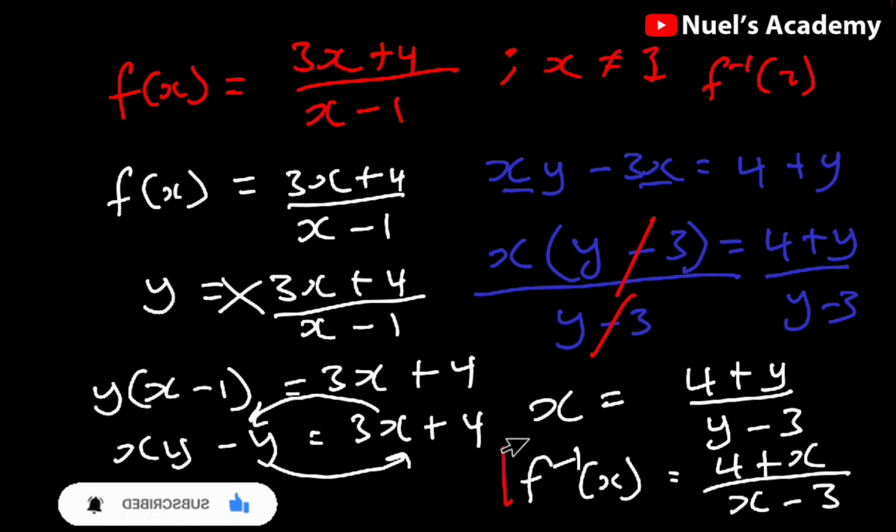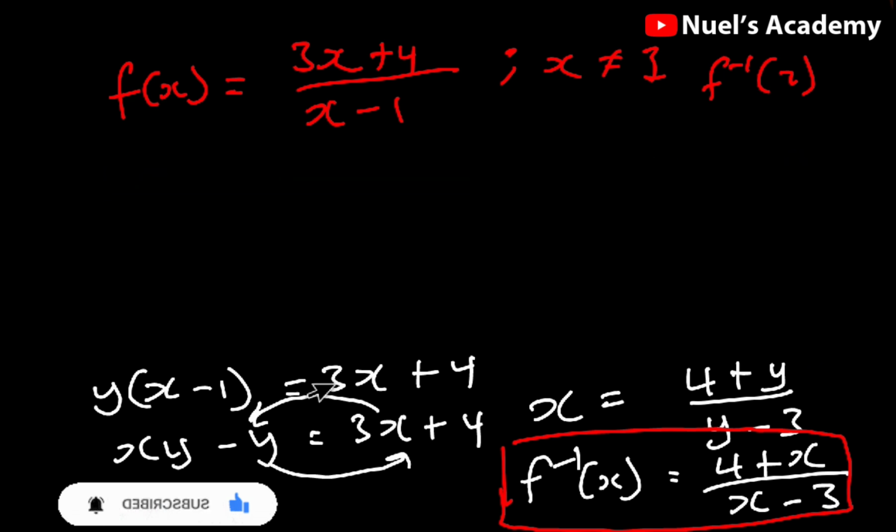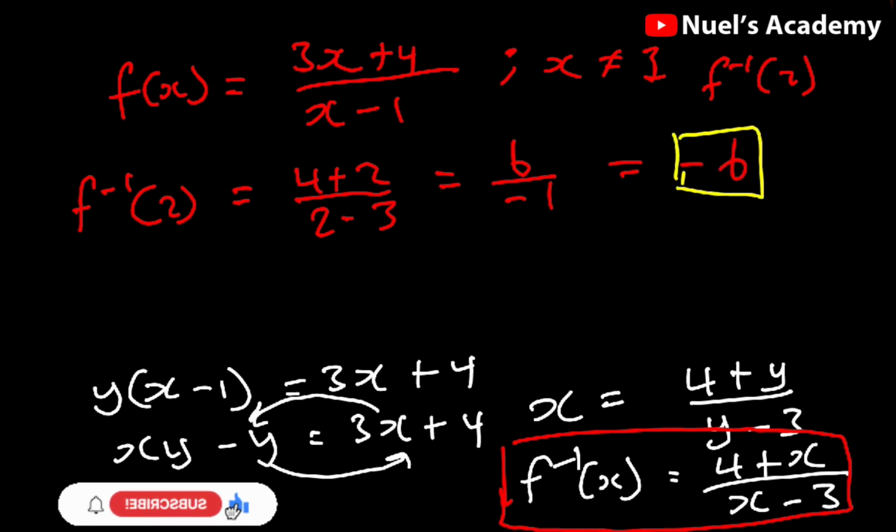Now this is the inverse of this function. But we have to evaluate the inverse at x equal to 2. So we're going to plug in the value of x, which is 2, into the inverse of this function. We're going to have that f inverse of 2 is equal to 4 plus 2 divided by 2 minus 3. 4 plus 2 is equal to 6. 2 minus 3 is equal to minus 1. 6 divided by minus 1 is equal to minus 6. And so this is the answer to this question.